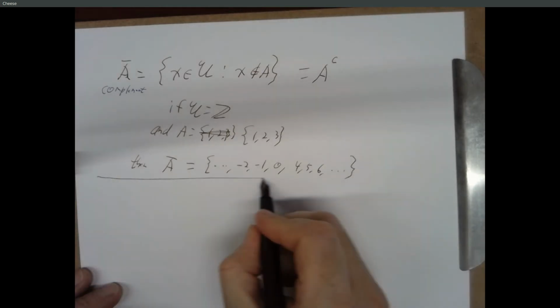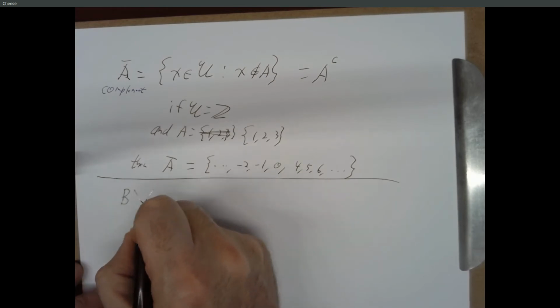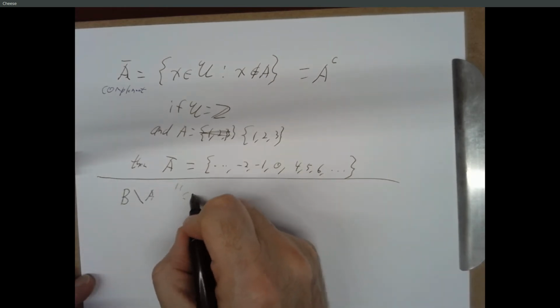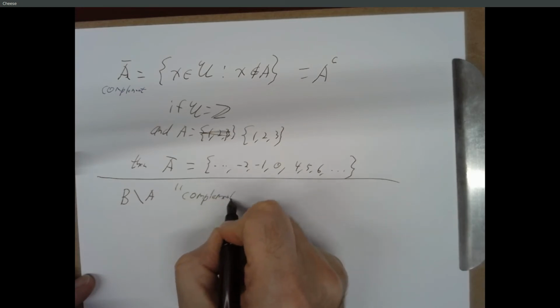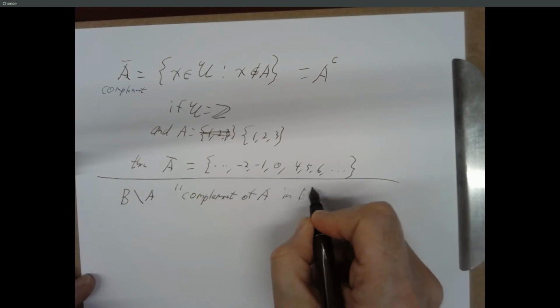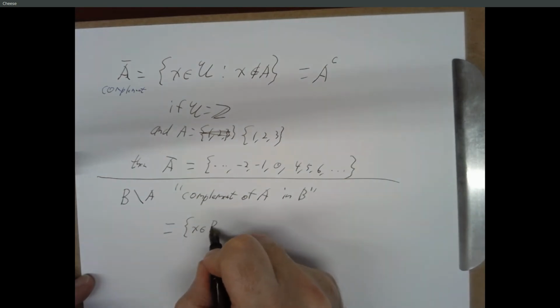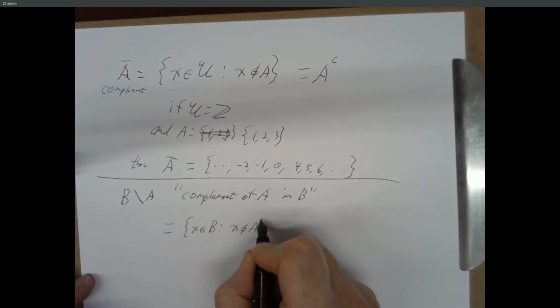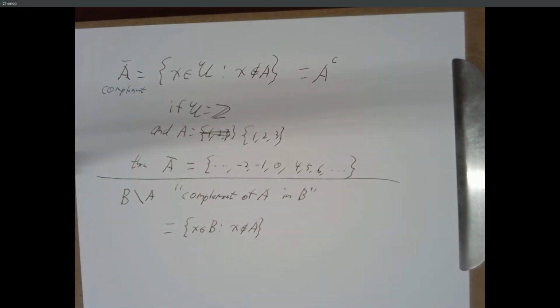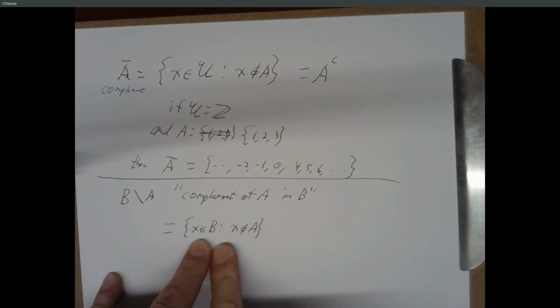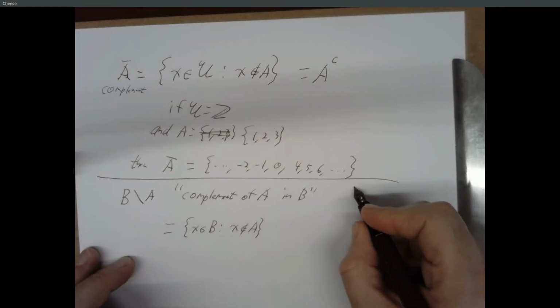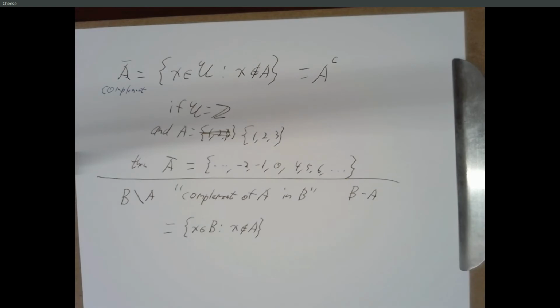There's another version of a complement. This is the complement of A in B. And this equals a set of all things not in the universe but in B, which are not in A. So the complement of A in B is: start with B, throw away anything that's in A. So it's basically everything not in A, but you're only looking inside B. And this is sometimes written as B subtract A or B take away A.